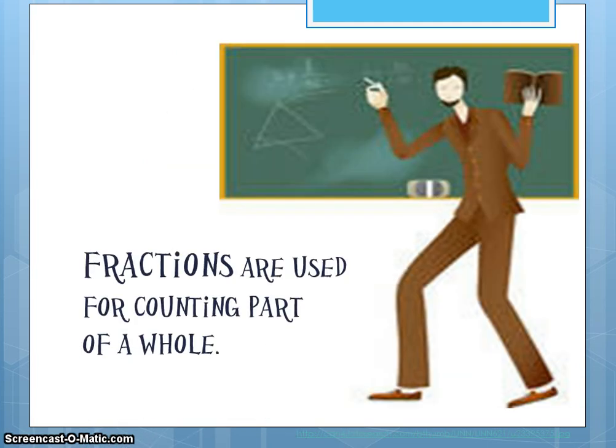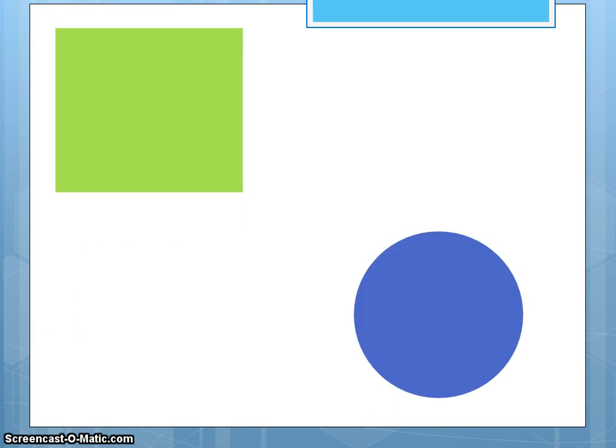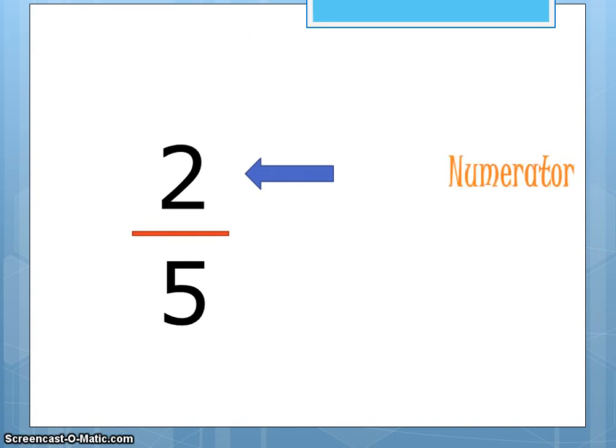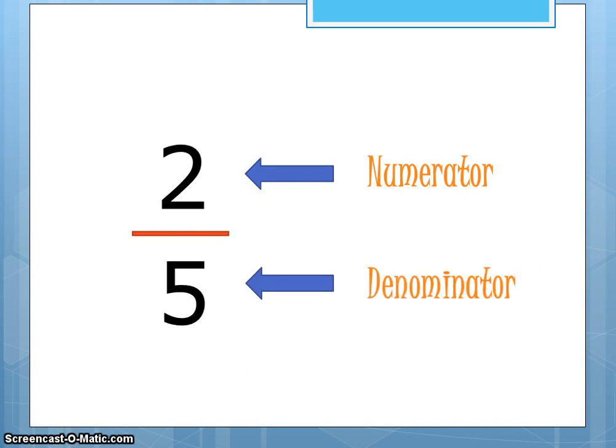Fractions are used for counting part of a whole. But in order to make a fraction, the object needs to be broken up into equal parts, meaning each section is the same size. Fractions are written with 2 numbers separated by a fraction bar. The top number, which we call the numerator, is used to represent the amount of parts that we have, and the bottom number, which we call the denominator, is used to represent the amount of parts in the whole.